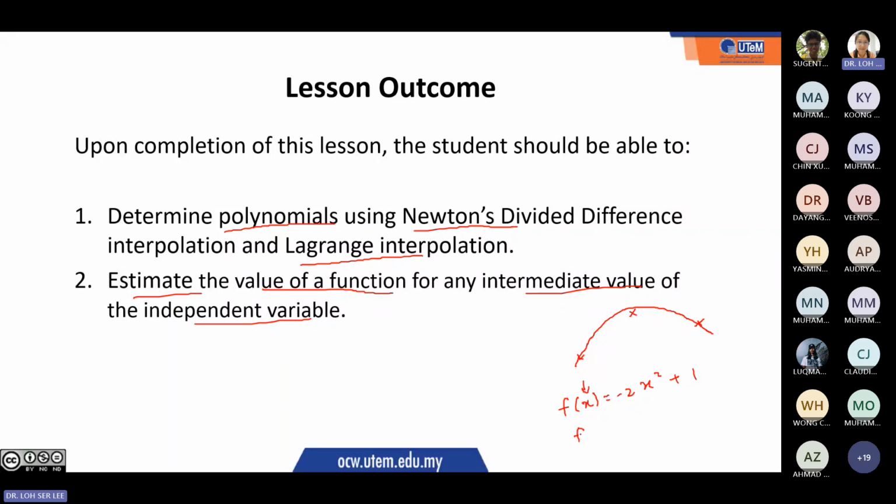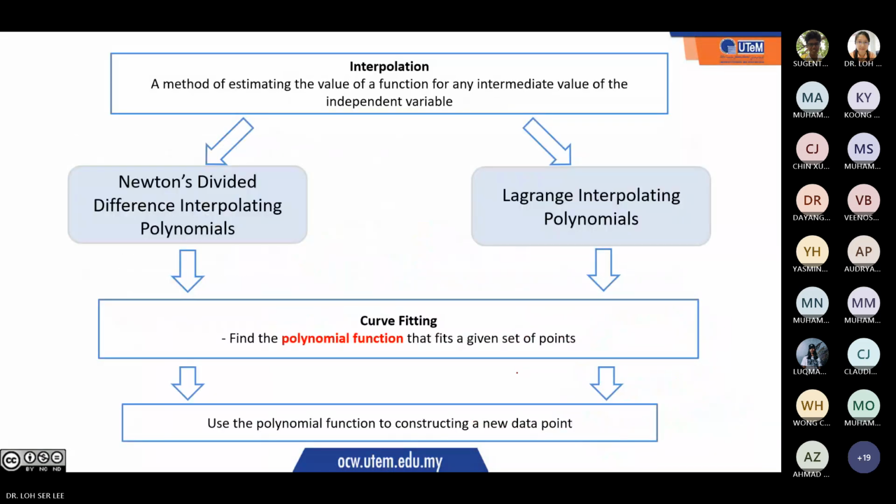Let's say we want to estimate what f is when x is 1. Then you just substitute 1 into x, and you get the value. We can estimate the value of the function for any intermediate value of the independent variable. Now this is the flow. Interpolation is a method to estimate the value of a function for any intermediate value of the independent variable.